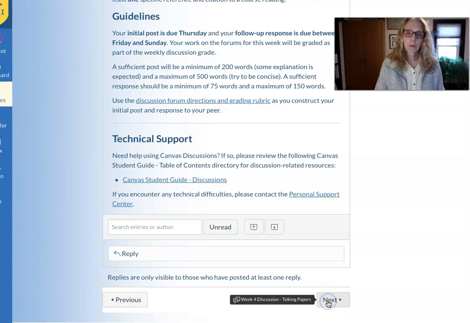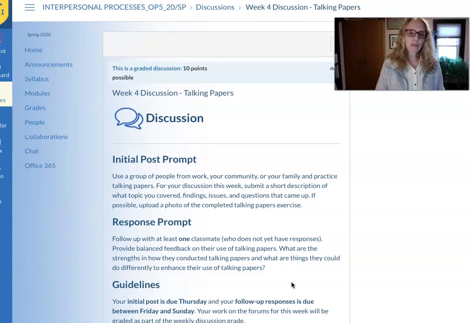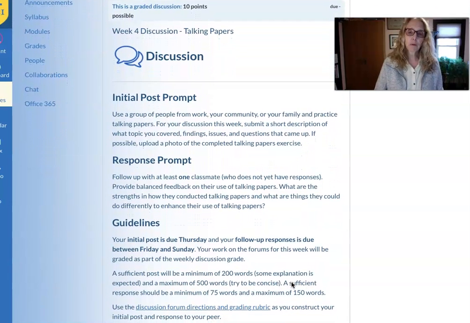In the second discussion, this is about talking paper. So you're going to find a group of people. They could be your family, your coworkers, or neighbors. They could be people that you somehow relate to in the community, at church or on a sports team or something like that. And so you're going to practice using talking paper with that group.